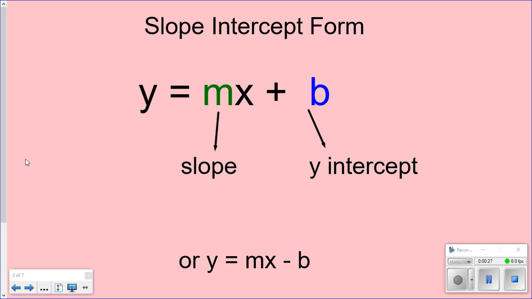Now, usually the m and the b are going to be numbers. So you're not going to have like 4 letters up there. Usually the m is going to be a number and the b is going to be a number. Yes? Does the y-intercept go to the b? Yes, the y-intercept is what the b is.